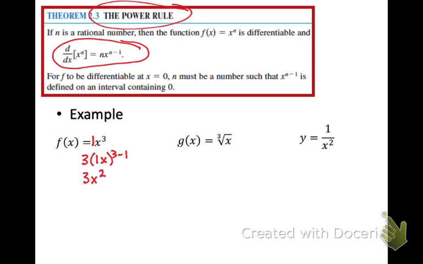Okay, so the first thing I want to do, this is a power rule, yes? So I need to change this into a power, don't I? So we're going to have to rewrite things. So this would be x to what power? The 1/3. Remember the power over the root, correct? So now I'm ready to go. So I have 1/3 times 1, which is 1/3, x to the 1/3 minus 1. That would be negative 2/3.